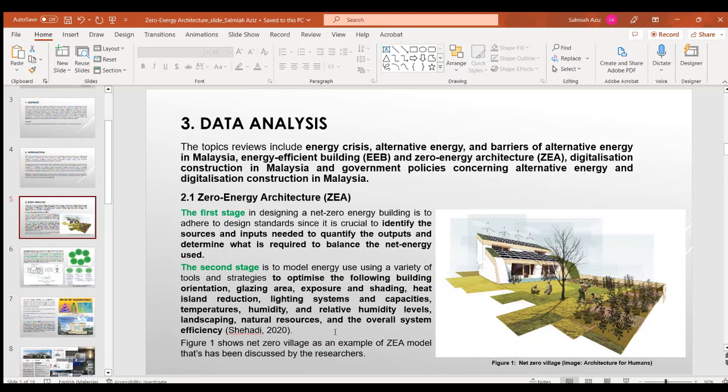If we look at figure one, it shows the net zero village as an example of a zero energy architecture model that has been discussed by the researchers. So if you look at this figure, it displays alternative energy, which is solar power and also the wind turbine, maybe in the nearest area, and also the farm close to the building.